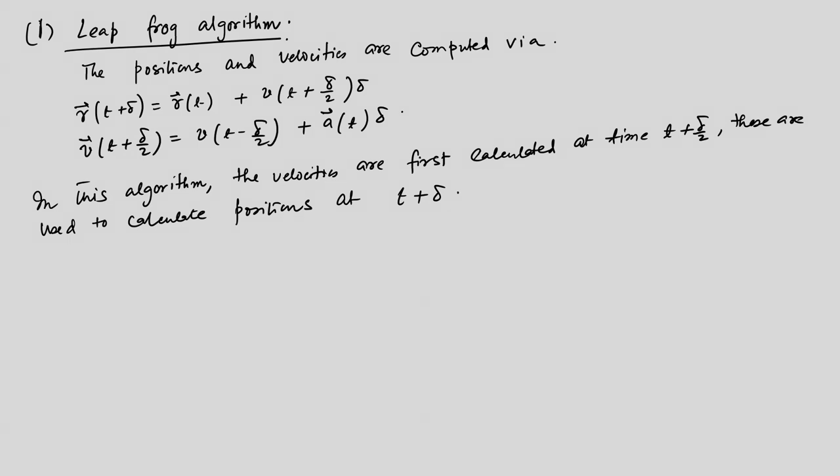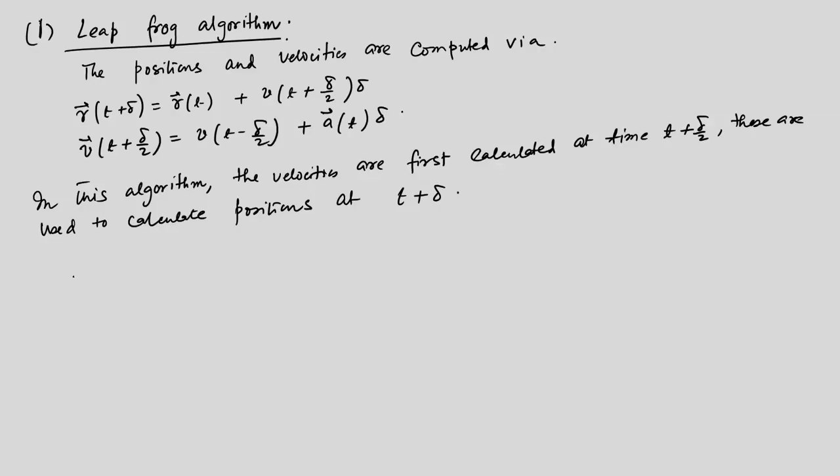The velocity is calculated at this time t plus delta by 2. At a later time, the position is calculated at t plus delta. Now, again, the velocity will be calculated at t plus 3 delta by 2, and then one will go and calculate the positions at t plus 2 delta. So, they are leapfrogging. The velocity is leaping over the position, and then the position is taking over in the next round, and then the velocity is taking over in the next round, and so on. So, they are not calculated together.